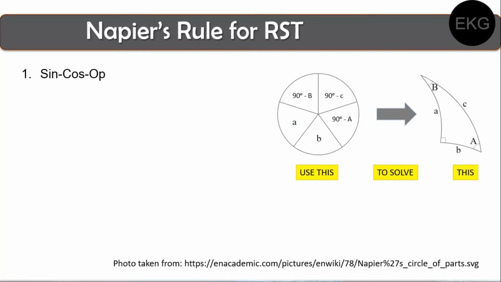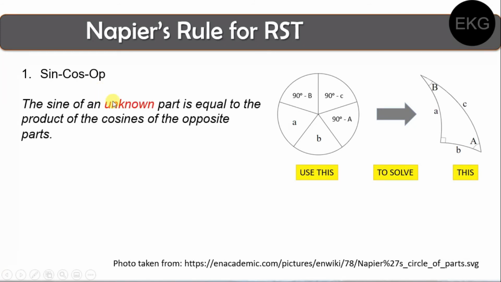So basically, meron ng dalawang rule si Napier. Una is yung tinatawag na sin cos op rule. Ano ba itong ibig sabihin ng sin cos op? It states that the sine of an unknown part is equal to the product of the cosines of the opposite parts. So mas madali natin itong maiintindihan through an example.